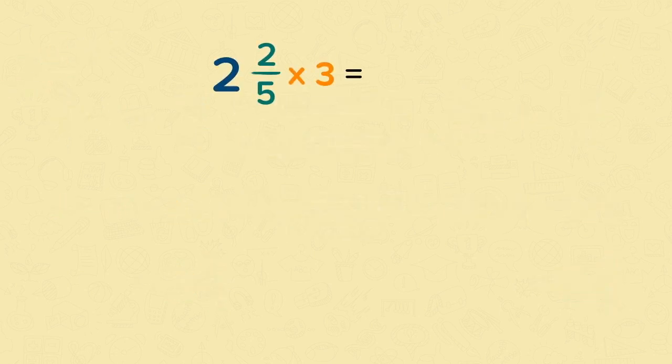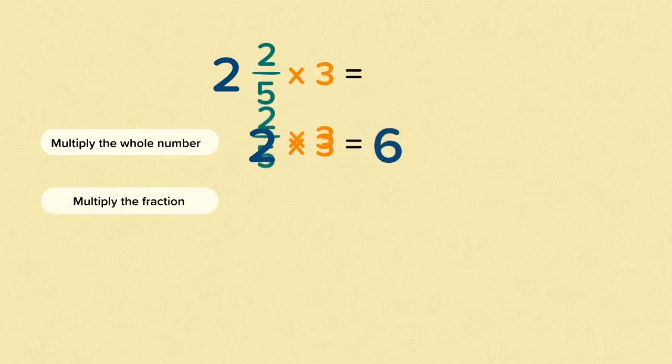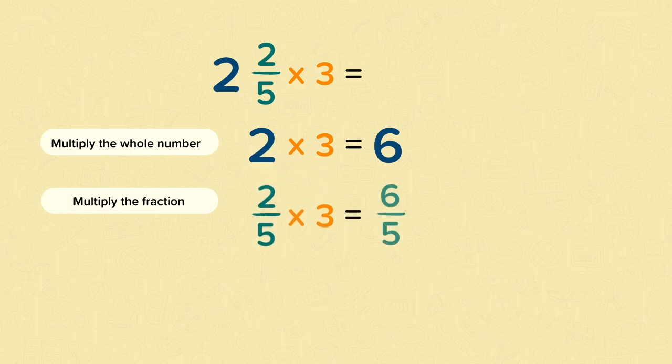Now let's look at multiplying a mixed number. First, multiply the whole number. 2 times 3 equals 6. Next, multiply the fraction. 2/5 times 3 equals 6/5.